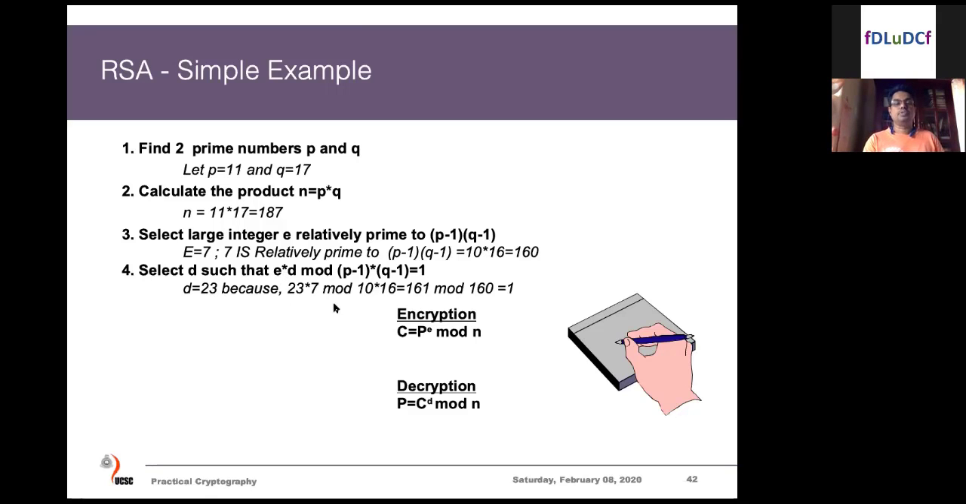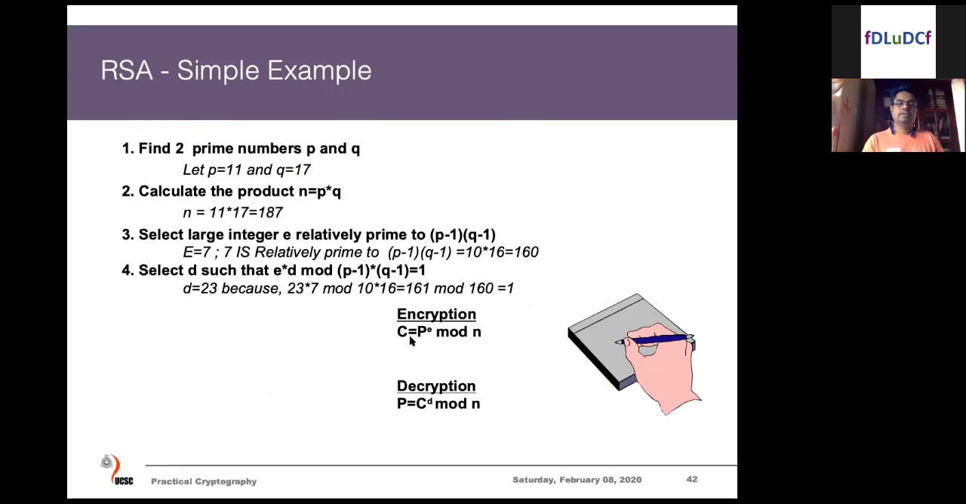Let's see. We need to calculate E multiplied by D, modulo this. 23 multiplied by 7 is 161. This is 160. 161 modulo 160 is 1. So yes, it's satisfied. If that is satisfied, we can prove this works. These two equations work.